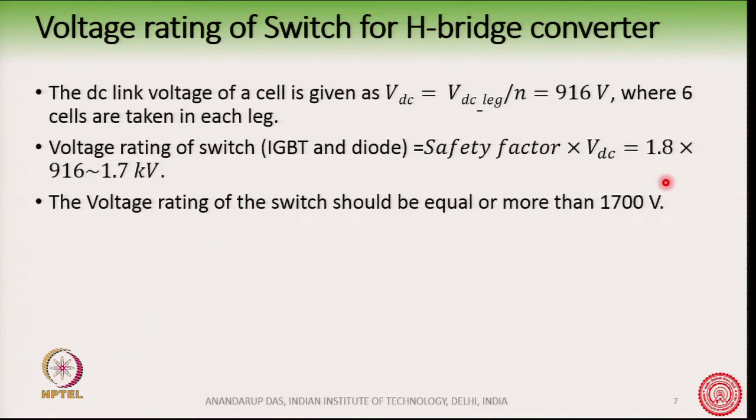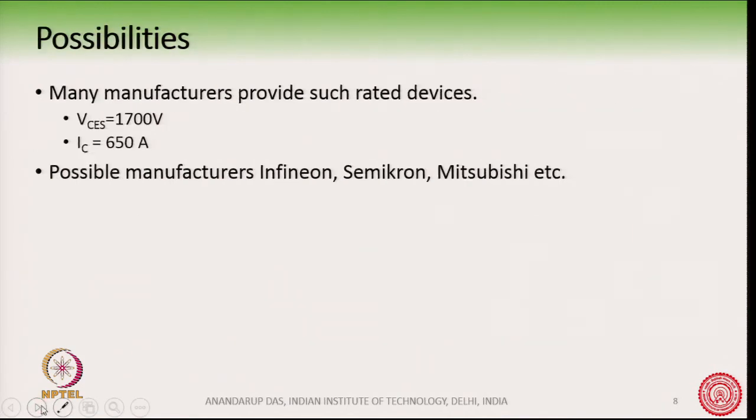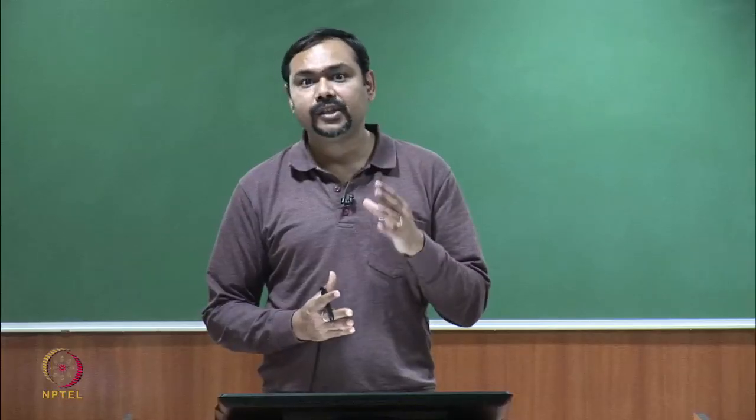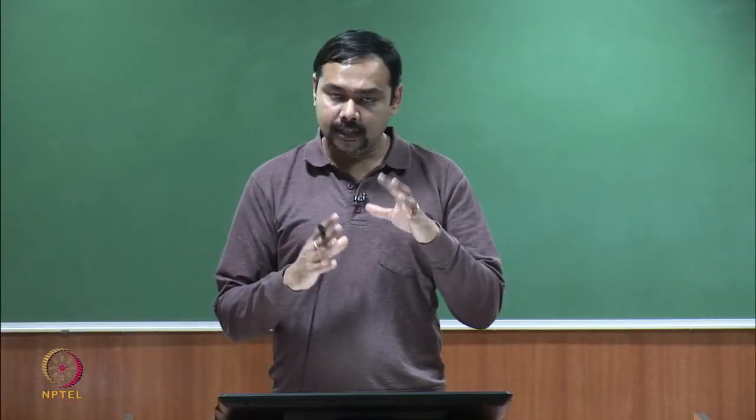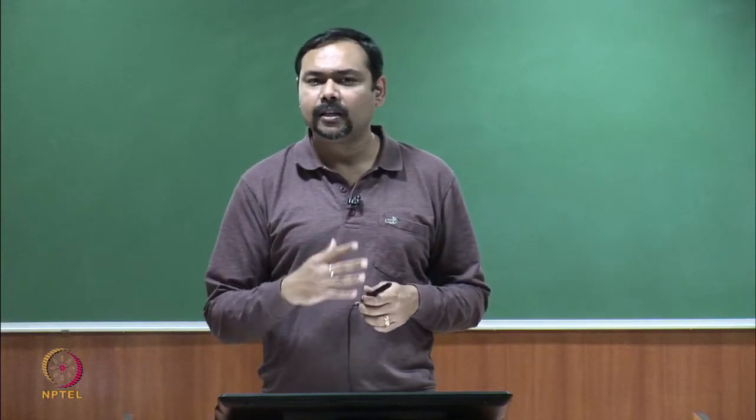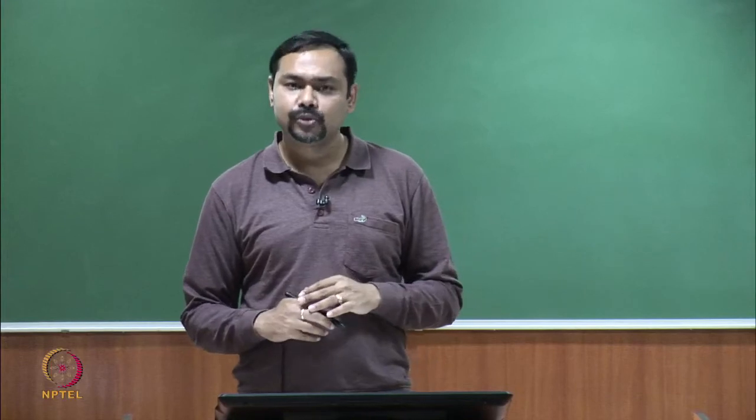So, the voltage rating of the switch we have taken is similar to 1700 volt. For this rating of 1700 volt and 650 ampere, if you go to the websites, you find there are several manufacturers like Infineon, Semikron, Mitsubishi, IXYS, and many other manufacturers. So, you can go to their websites and you will find these kinds of switches. You can see their properties, the data sheets of these switches, and also their application notes, and you will find a lot of information on how to use those switches.